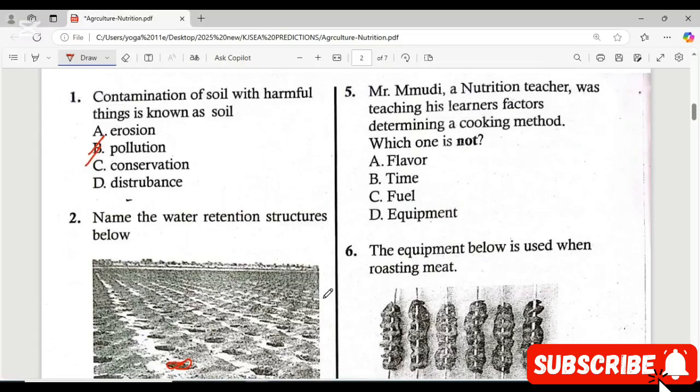Mr. Mundi, a nutrition teacher, was teaching his learners factors determining a cooking method. Which one is not? Number A, flavor. Is it a factor? Time, fuel, equipment. Flavor is not, but time is a factor. How long will you cook that food? Fuel, we need fuel, and we need to adjust fuel into a certain food. Therefore, we need an equipment. Therefore, flavor is not necessary.